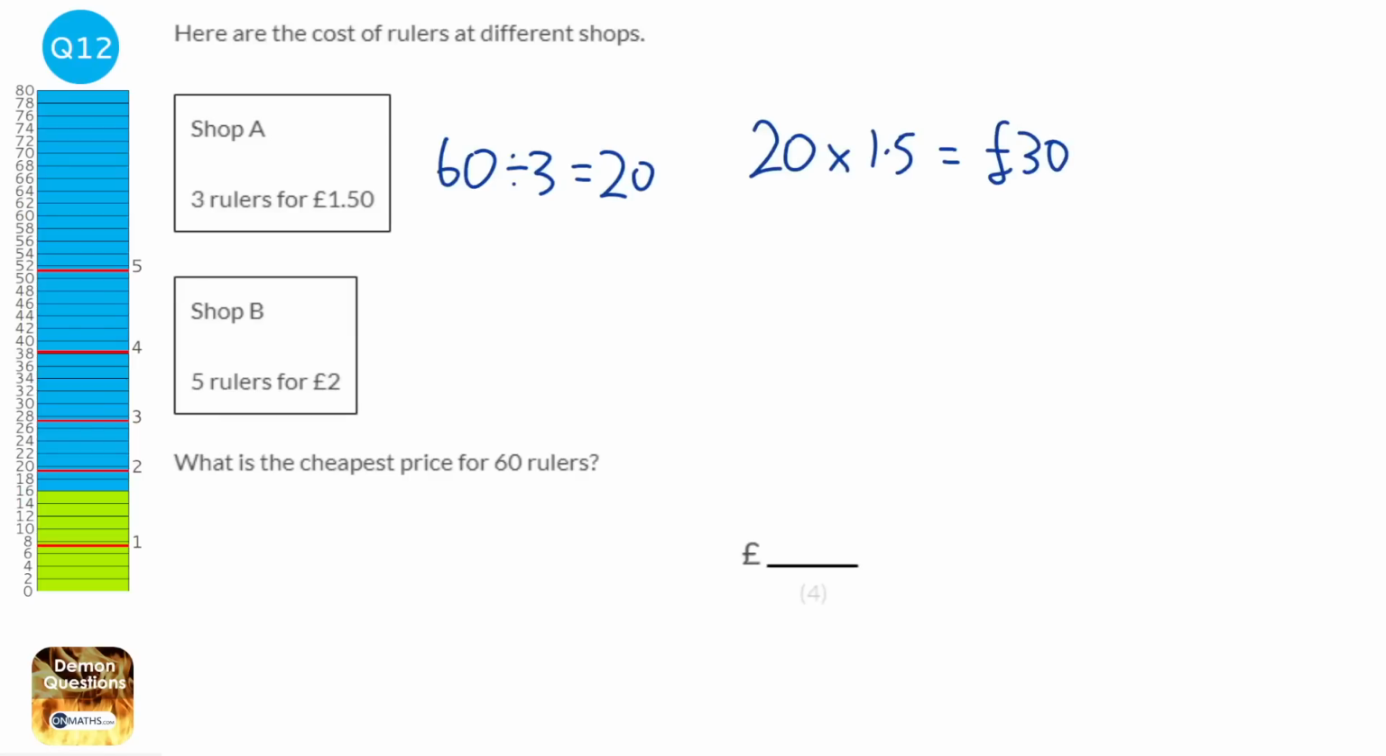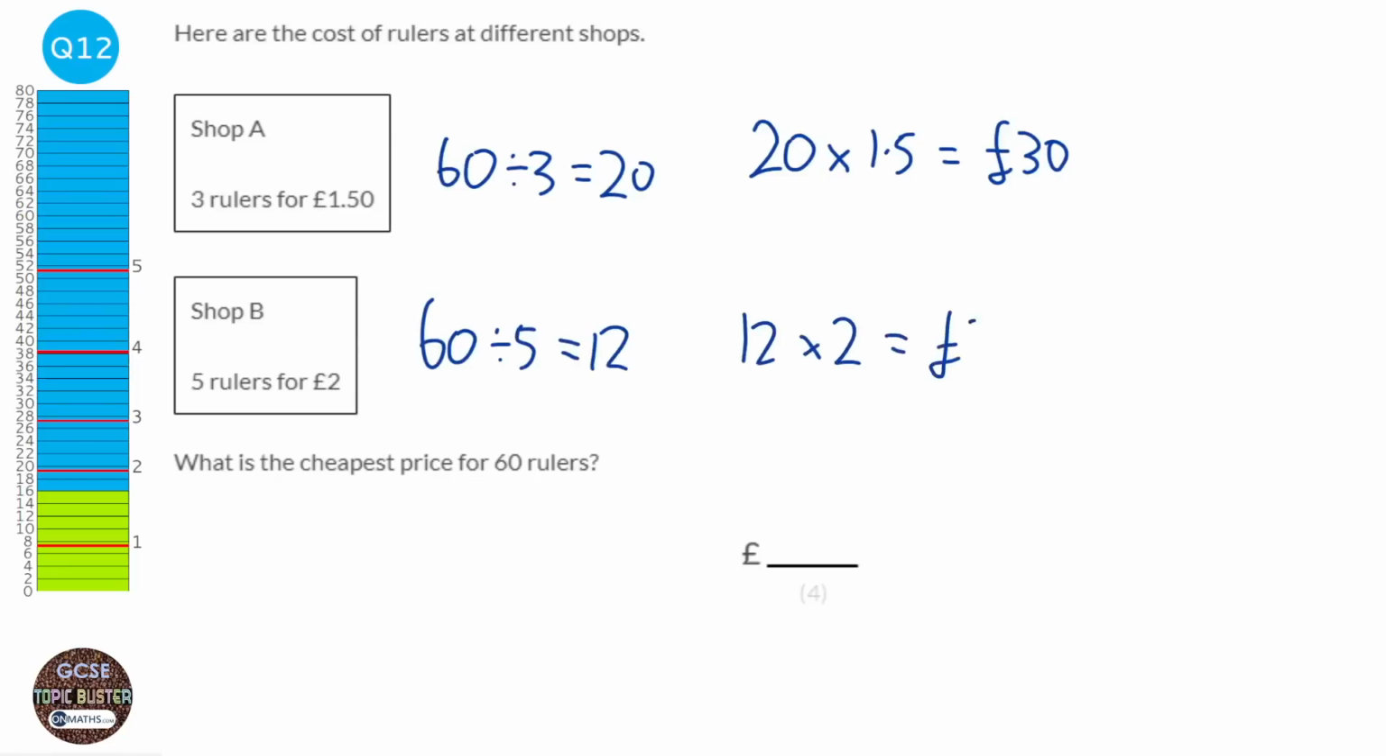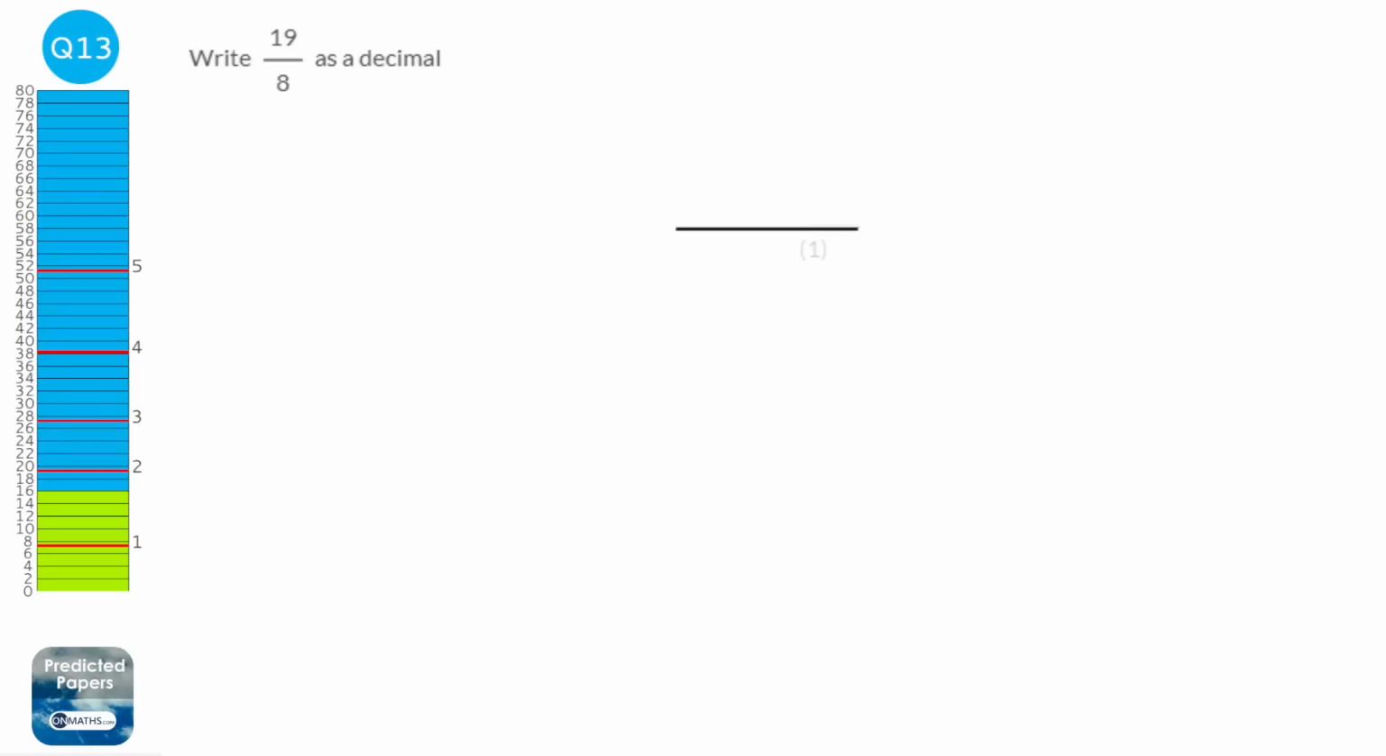We're going to do the same for shop B. Their bundles are 5 rulers, so we're going to do 60 divided by 5, which is 12. So we're going to buy 12 bundles at £2 each, and that will be £24. So the cheapest price is at shop B at £24.